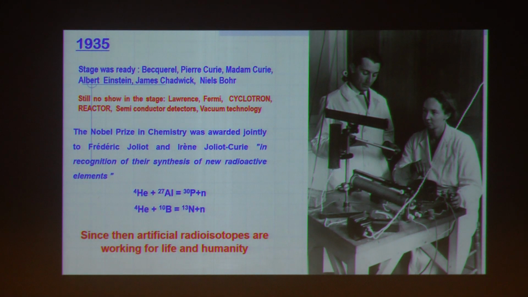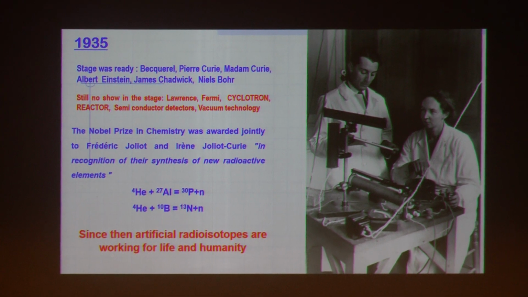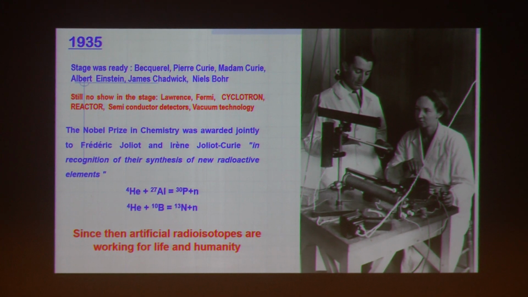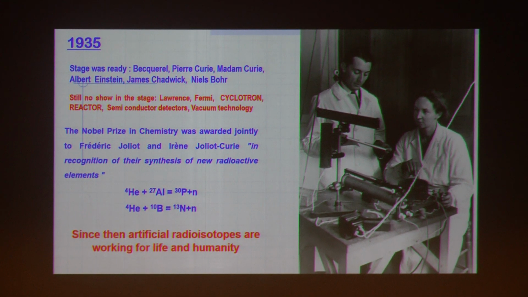Okay, so I'll go straight back to 1935, when the stage was ready. There was Becquerel, there was Pierre Curie, there was Madame Curie, there was Einstein and all the stalwarts. But there was still no show from any of the technologies like vacuum technology or cyclotron or reactor. Still, the Nobel Prize in Chemistry was awarded jointly to Frederick Joliot and Irene Joliot-Curie in recognition of their synthesis of new radioactive isotopes. Since then, artificial radionuclides are working for life and humanity.